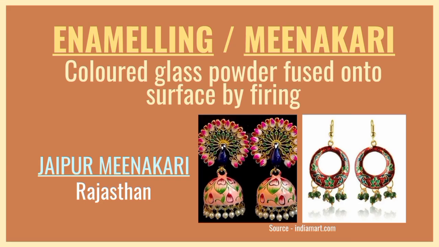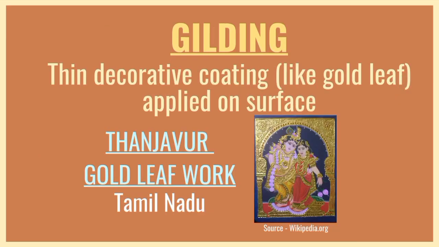There's enameling or meenakari. So colored glass powder is fused into the surface by firing. So Jaipur meenakari from Rajasthan is an example of it. It is a very elegant, very beautiful art form. There is gilding, where you use a thin decorative coating, mostly gold leaf, and you apply it onto a surface. So the Tanjore paintings or the Thanjavur gold leaf work from Tamil Nadu is a very big example of this.